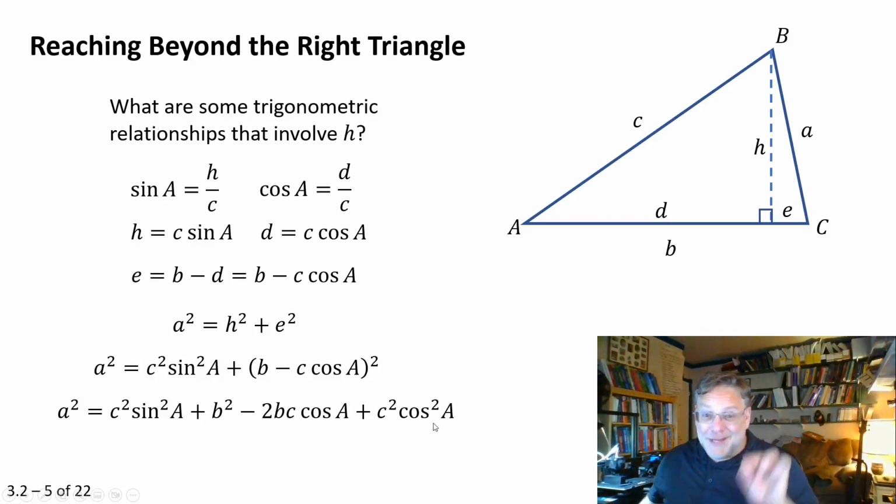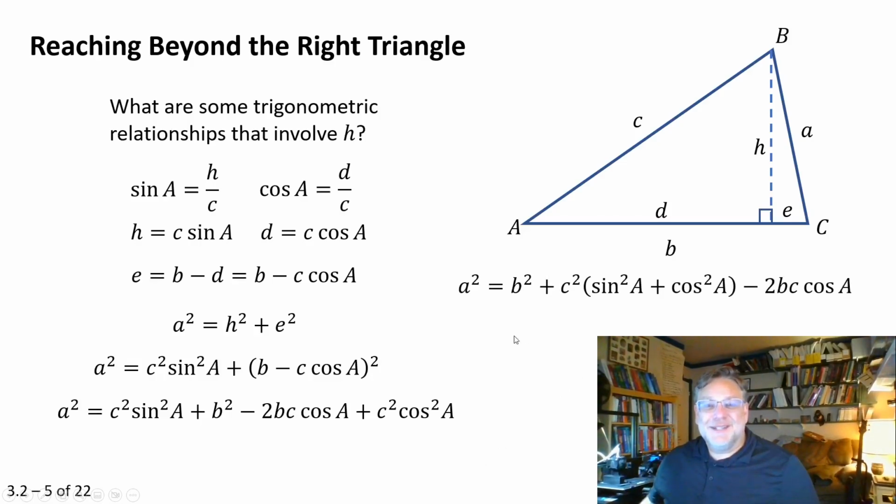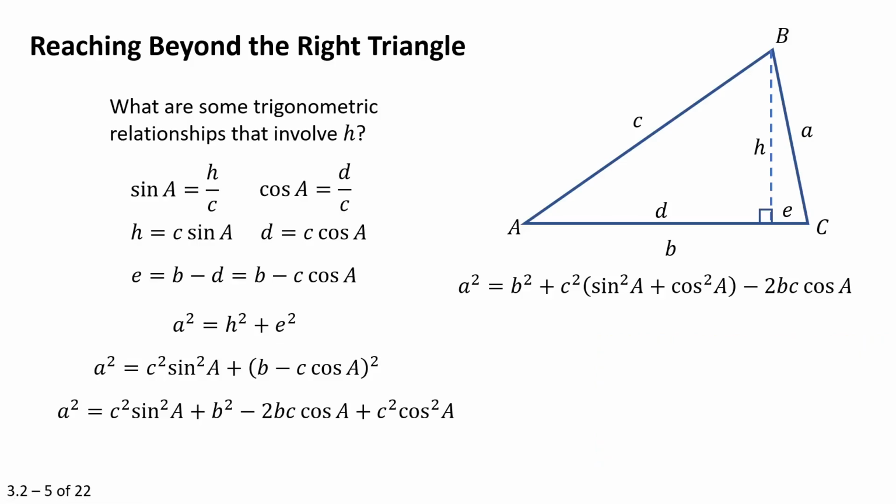And what does that become? You're going to see it here, c squared times sine squared A plus cosine squared A. We've just combined those two terms together and factored out a c squared. And what does this become here? That's just 1. And so this just becomes a squared is equal to b squared plus c squared minus 2bc cosine A.